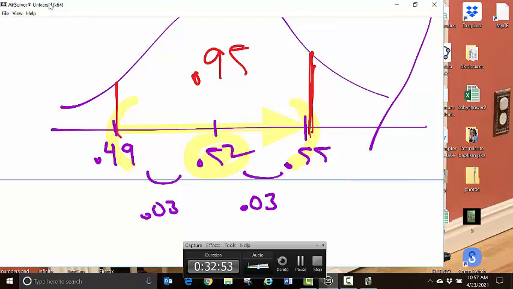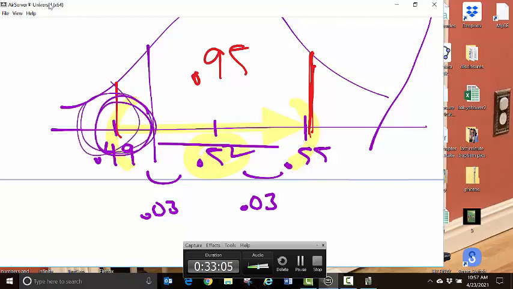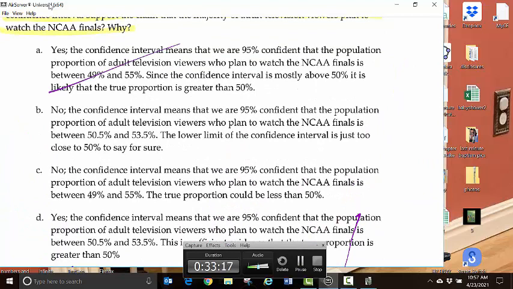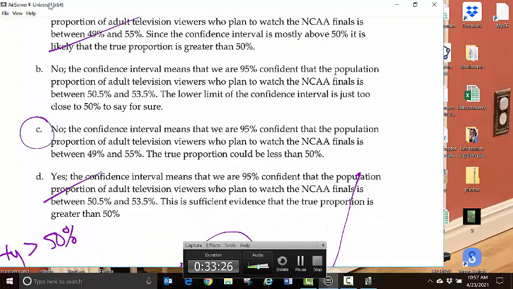Jacob, why is it no? If most of this interval is above 50, right? But is there a chance based off the interval that the true value is less than 50? Yes. So we cannot conclude it. It has to be fully above 50 for us to feel good about it. So let's look at their possible answers. It's not yes. No, the confidence interval means... Yeah, there we go. It's C.